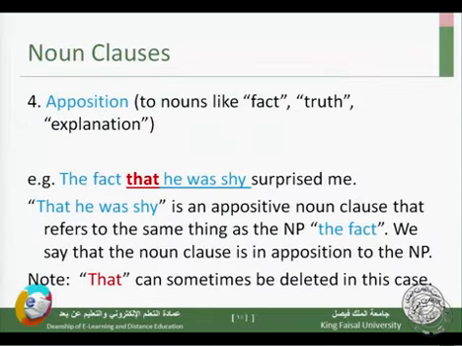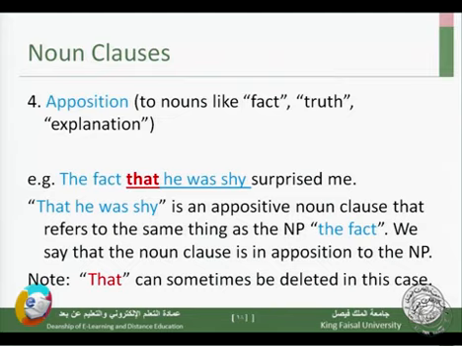The fourth function of that clauses is apposition, or as an appositive to nouns like fact, truth, and explanation. We discussed apposition before. We said if we have two NPs that follow each other and they both refer to the same person or the same thing, there is no conjunction between them, they follow each other directly, these are called apposition, or appositive.